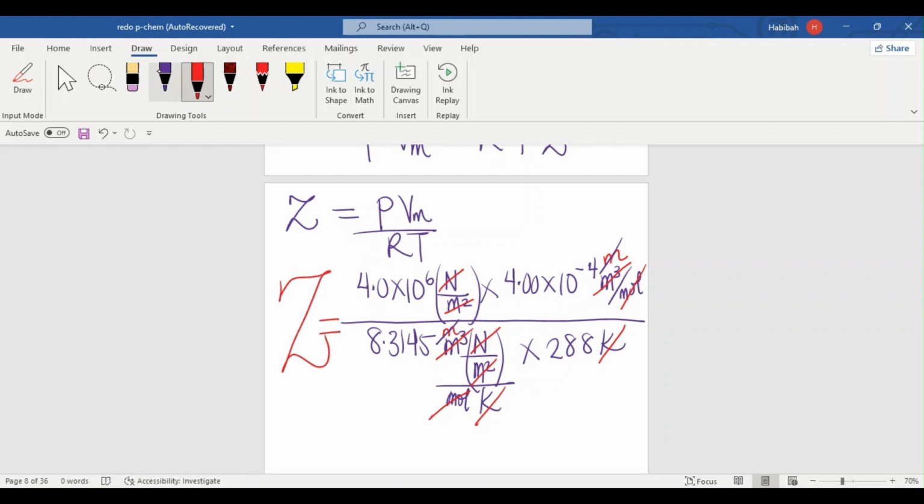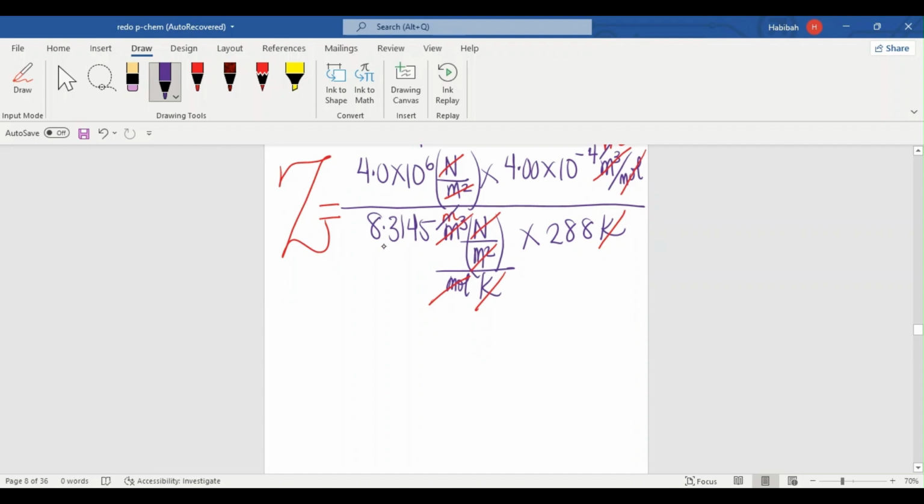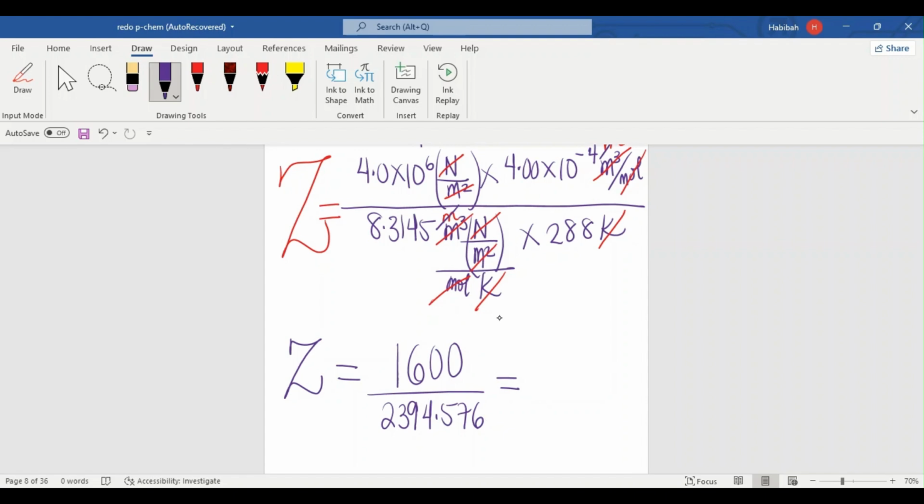So yeah, the value for Z is now going to be Z equals 4.0 times 10 to the power of 6 times 4.00 times 10 to the power negative 4. So multiplying the numerator, you end up with 1600, divided by 8.3145 times 288, which is just going to give you 2394.576. Of course, when you input this information further in your calculator, 1600 divided by 2394.576 will just give you 0.6682. So this is the compression factor.